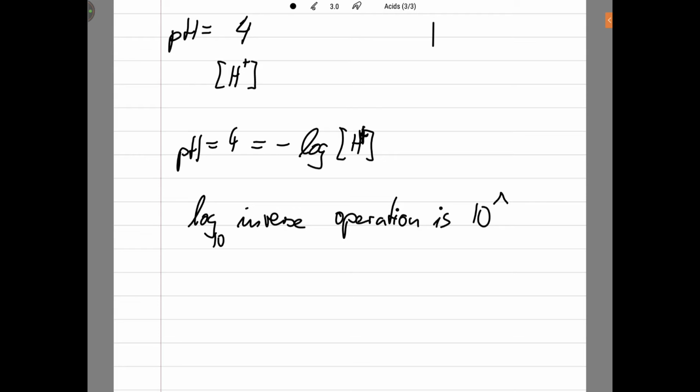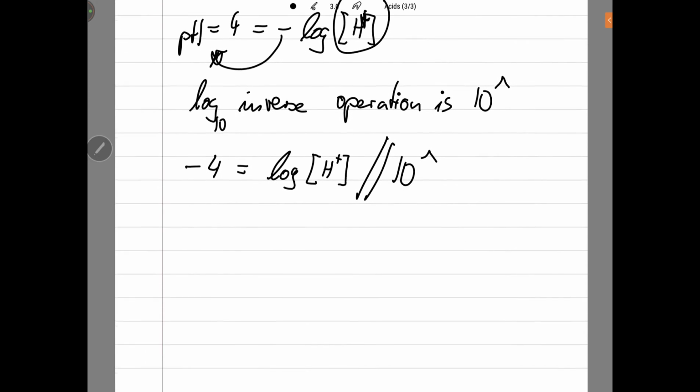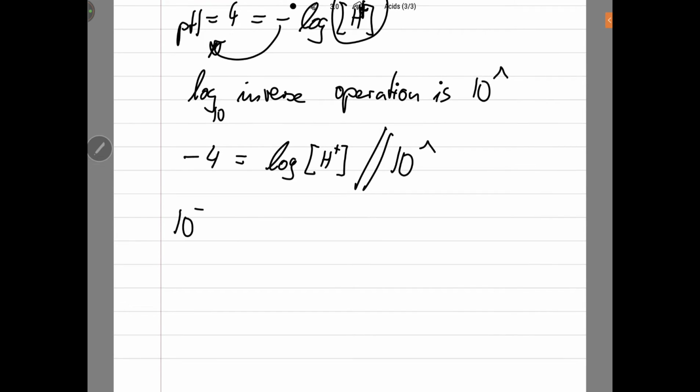So what I do here in order to get this out, first I bring the minus sign to the other side. I simply multiply both sides of this equation by -1. Then I have -4 equals log proton concentration. And then I take both sides 10 to the power of. So I have 10 to the power of -4 equals 10 to the power of log proton.